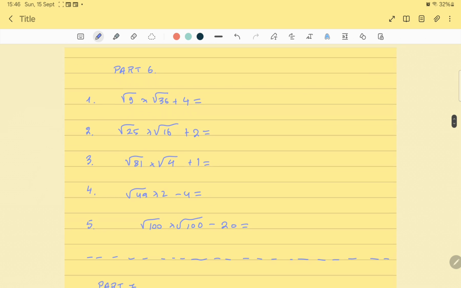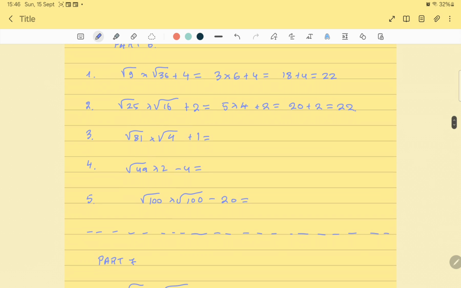Part 6 here becomes a bit more tricky. We have the square roots. First we work the square roots, then the multiplication and then the addition. Square root of 9 is 3, times 6, plus 4. This gives me 18 plus 4 equals 22. Square root of 25 is 5, times 4, plus 2. So this is 20 plus 2 equals 22.